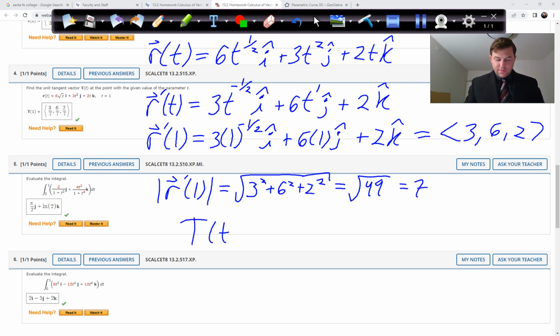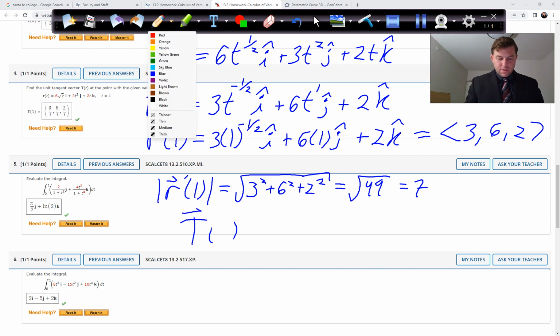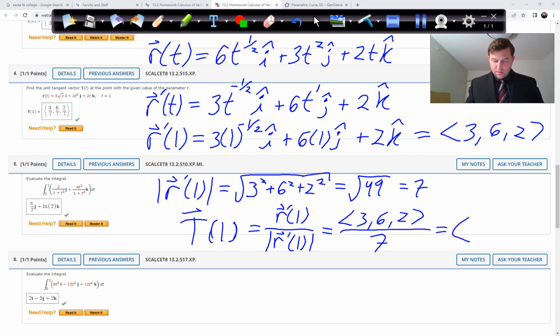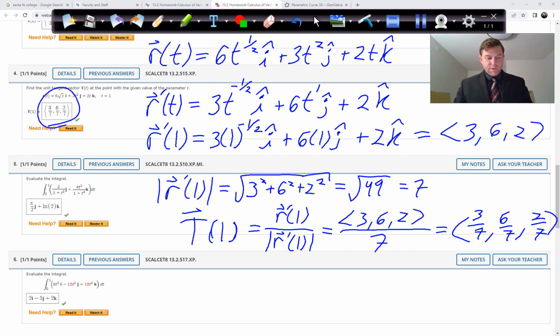So the tangent unit vector, oh, I got to be careful. This is only true for the point when t is 1. So I can't write t, I have to write 1 there, is this vector at 1 divided by the magnitude of the derivative vector at 1. So we get 3, 6, 2 divided by 7, which is just going to be 3/7, 6/7, 2/7. And that's what I have there. Okay, so that would be another example of this approach in problem 4.